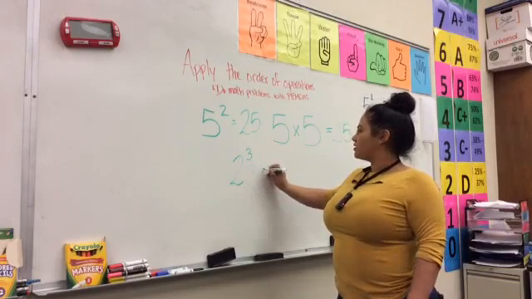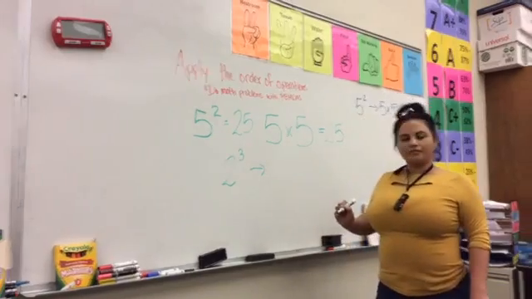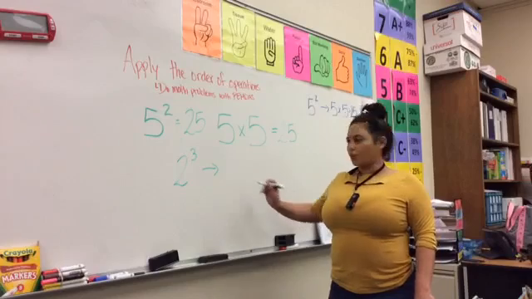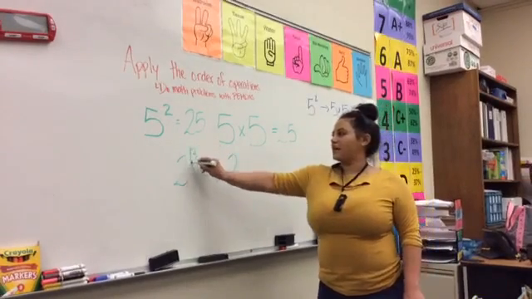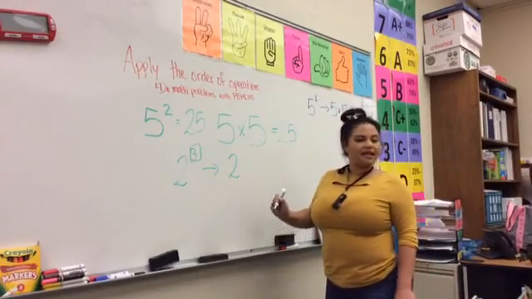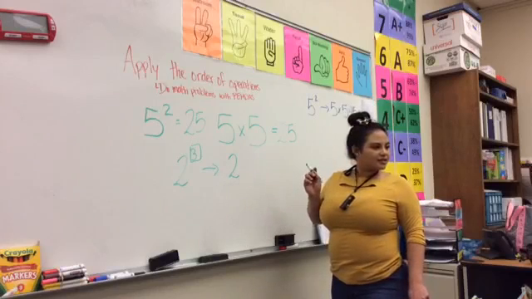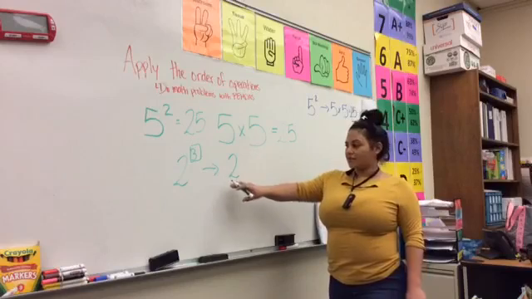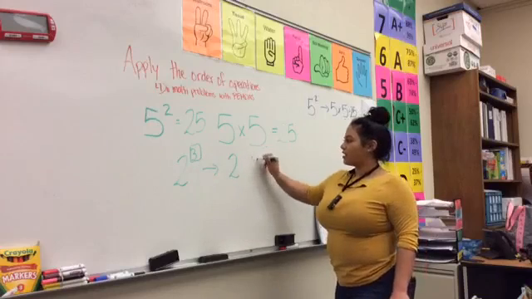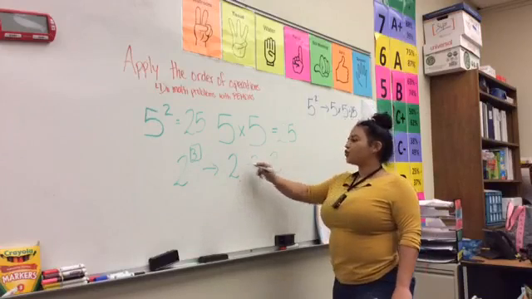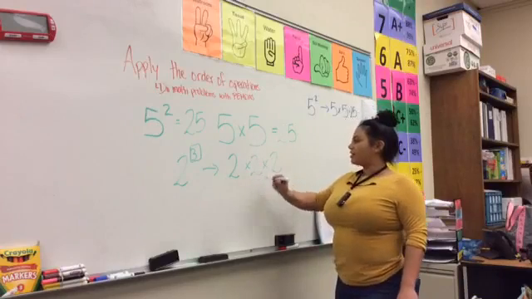2 cubed. What's my big number? 3. What number do I write down? 2. How many times do I write it? 3 times. The little number is how many times you write it. How many times am I writing the 2? 3 times, right here. So 1, 2, 3. What do I do with these? Multiply them.